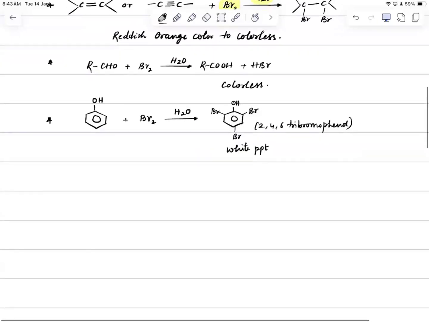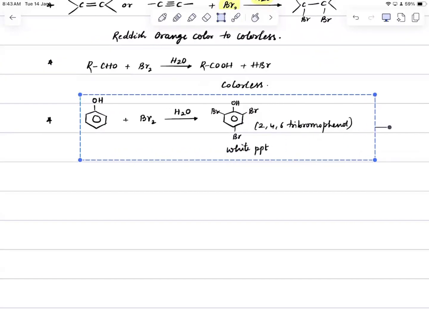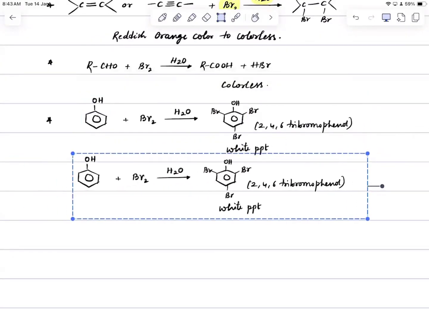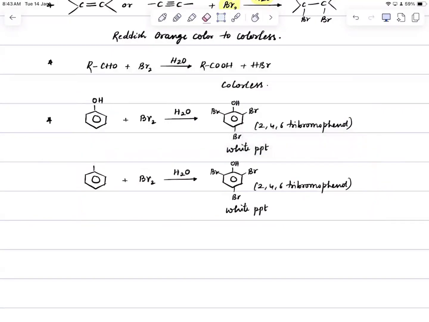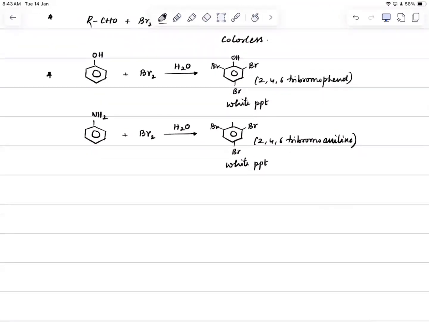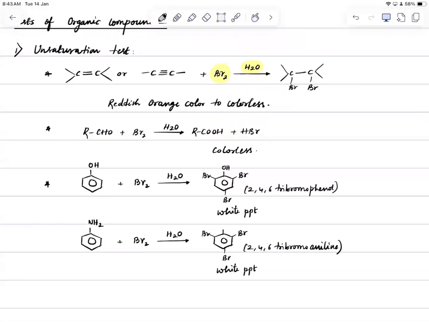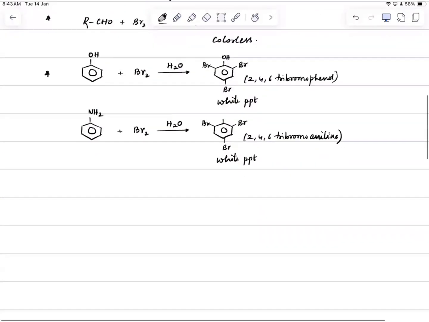Clear? And the same goes to even aniline. All right, same reaction type, except that here we have NH2. So instead of phenol, this will be aniline. The color is also white here. So this is also one of the cases where you will notice. Here everyone, please remember the role of bromine water in these cases. In all the cases, it is changing from reddish orange color to colorless or to a white PPT.